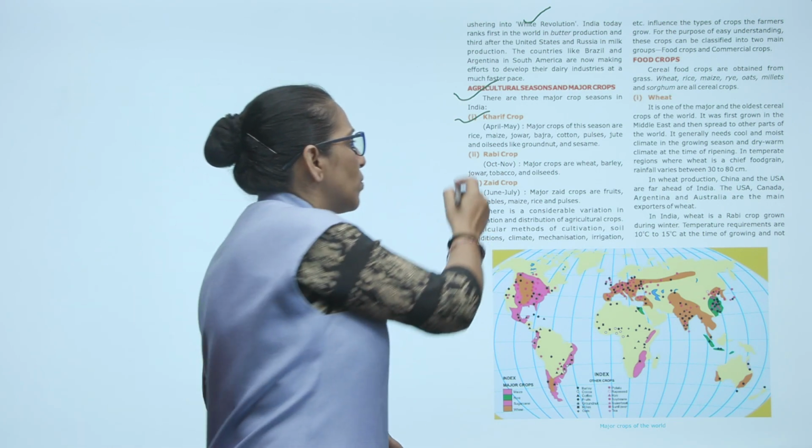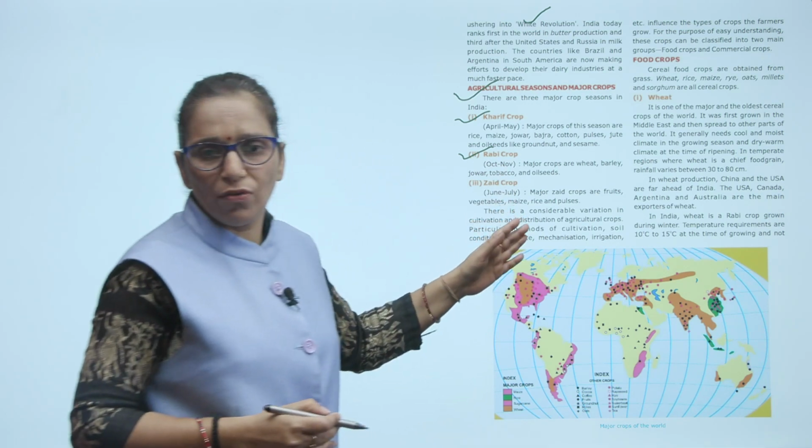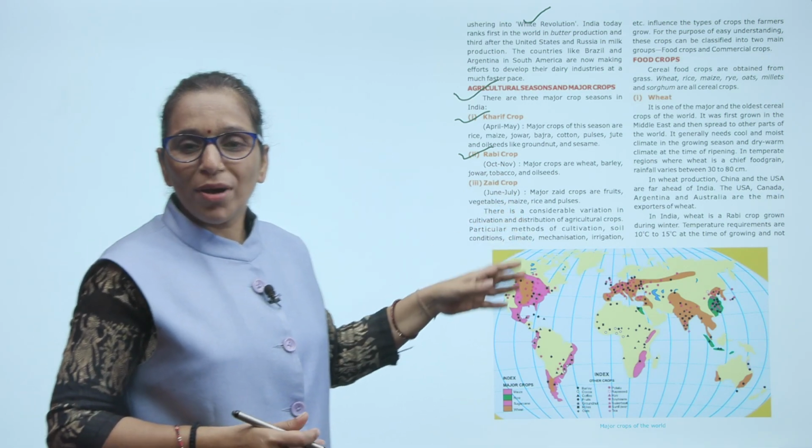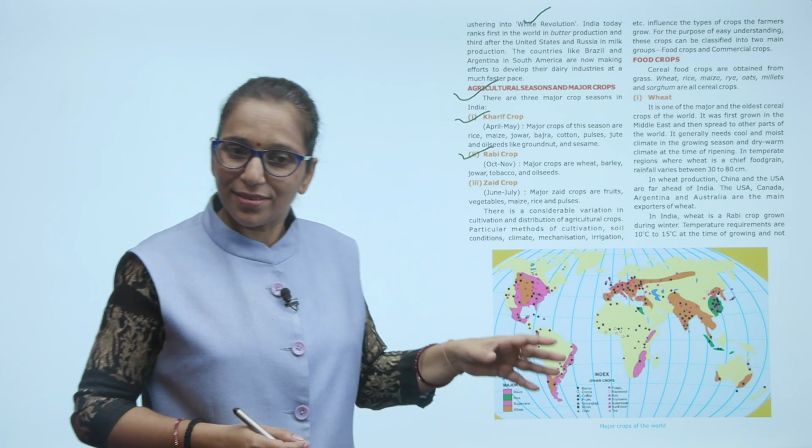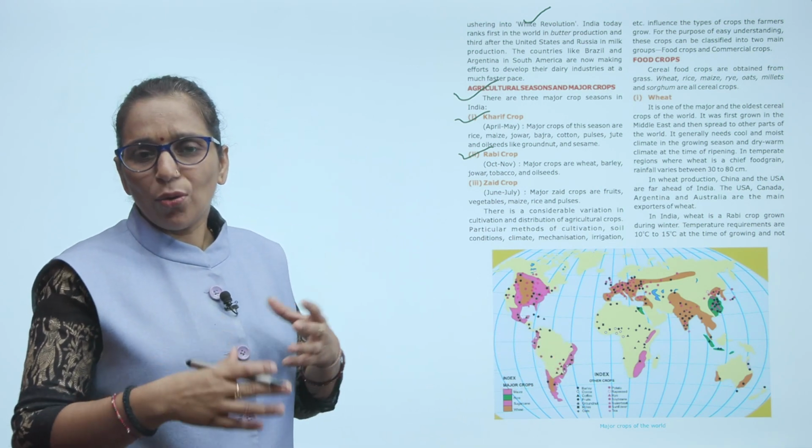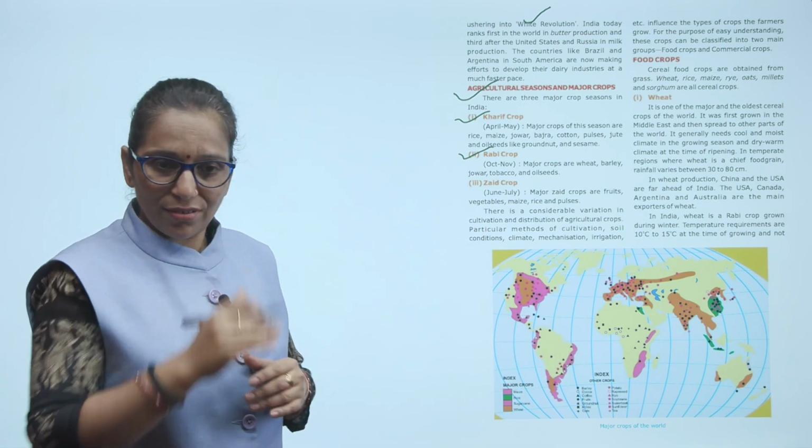Then the Rabi crop is also known as the winter crop; between October and November they sow it. Major crops are wheat, barley, jowar, tobacco and oilseed. And then by March or April they start to harvest it.